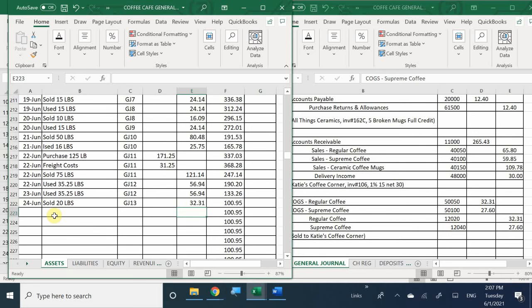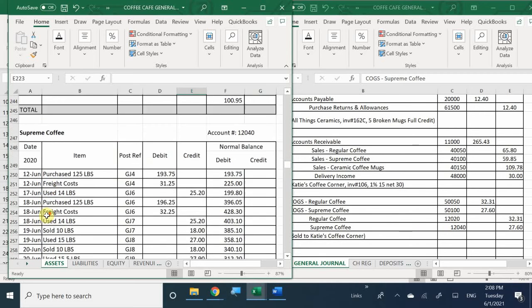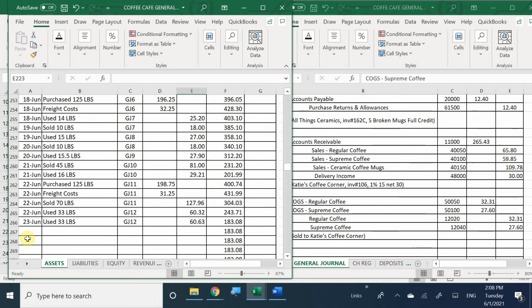And then go to Supreme Coffee, 6/24, sold 15 pounds, General 13, credit of 27.60. And the balance would be $155.48, which we solved for in our inventory worksheet.